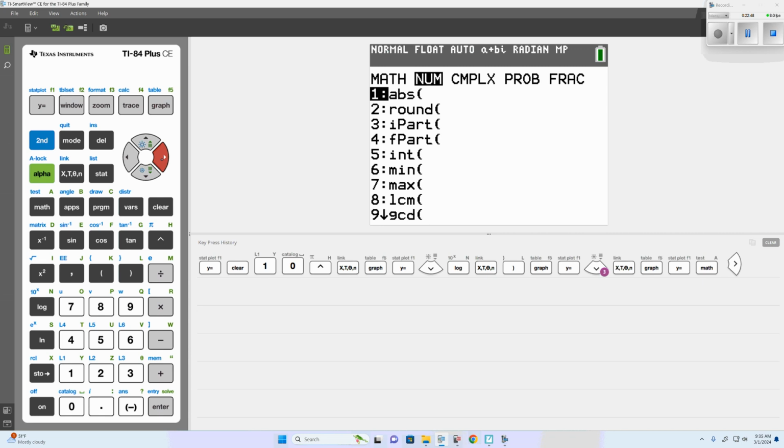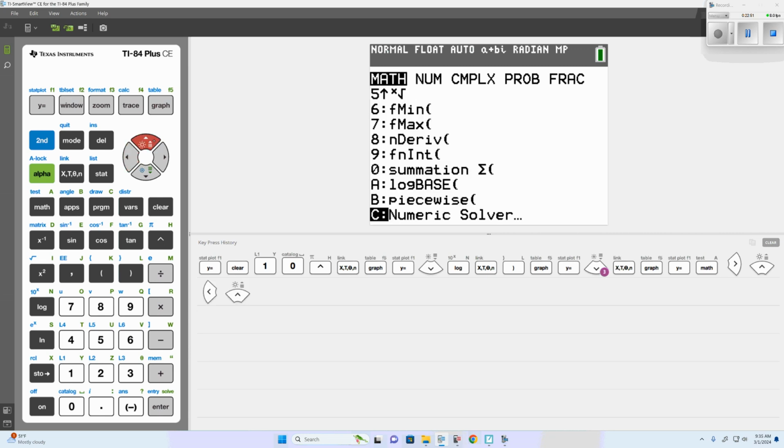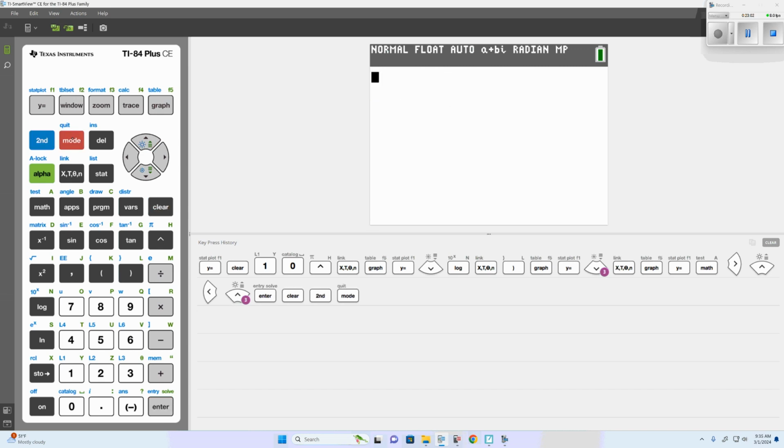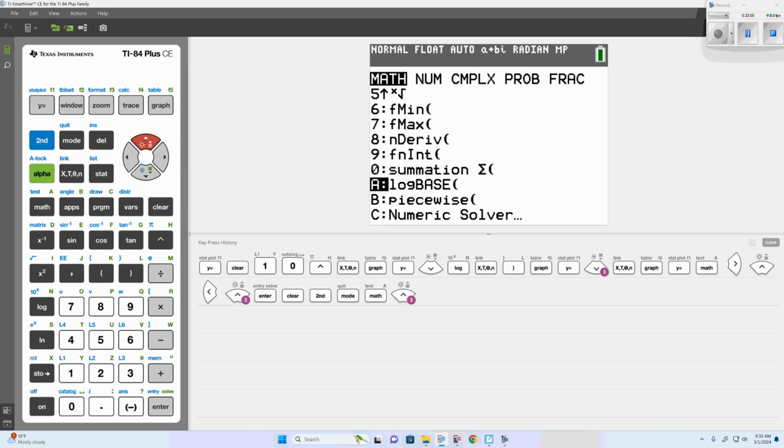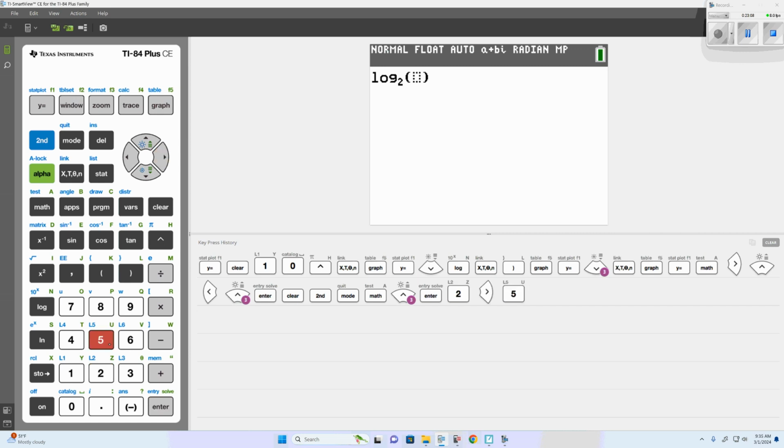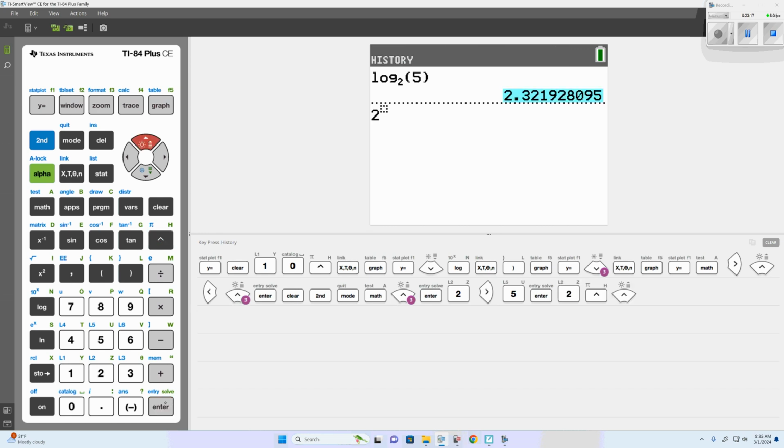But if we go to math, and then we go down or up to log base. Well, it would be helpful if I'm not in the graph. Math, log base, 2 of 5 is... now that is approximating it because that's not the full decimal. It continues out indefinitely. But that is a way that we can get that there.